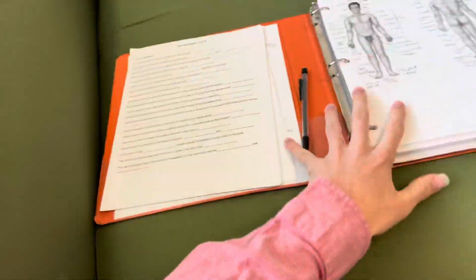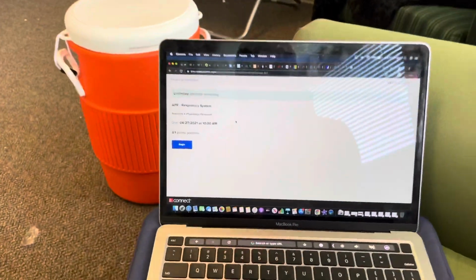Let's get going. It's a pretty gloomy day out, cloudy, which means it's the perfect day to sit inside all day and study some anatomy.